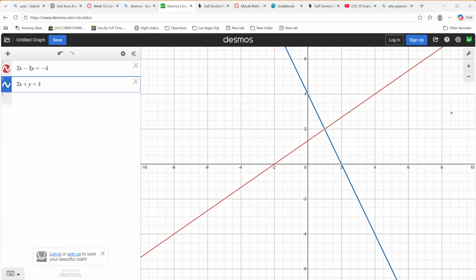Just to show you graphically, this is our line of 2x minus 3y equals -4, and this is our line for 2x plus y equals 4. And what we see is they both intersect right there, right in this spot. If I touch that point, we see that we get a solution that is (1, 2). So once again, this is showing us that that is the solution to our system of equations. The intersection is a point that is a solution to this line and to this line, therefore it's a solution to the system.